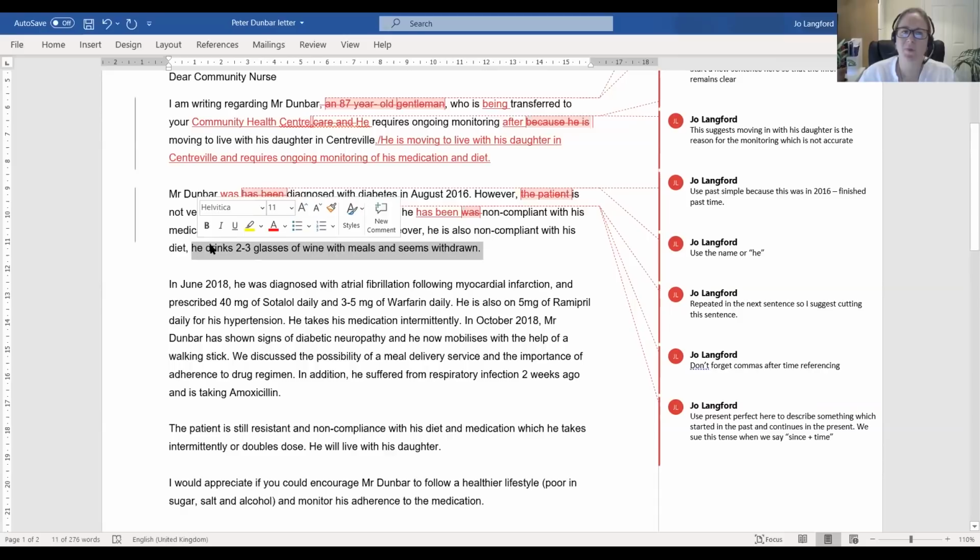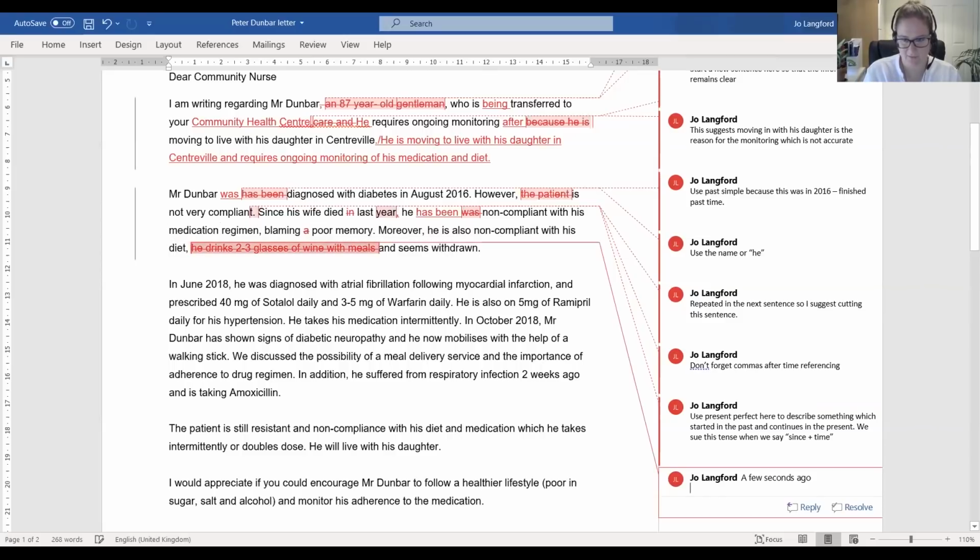He drinks 2 to 3 glasses of wine with meals and seems withdrawn. If you remember with the case notes, this was way back before his wife died. So that's not relevant anymore, and it's written in the present, which is incorrect. So this was in the past and no longer relevant, perhaps.